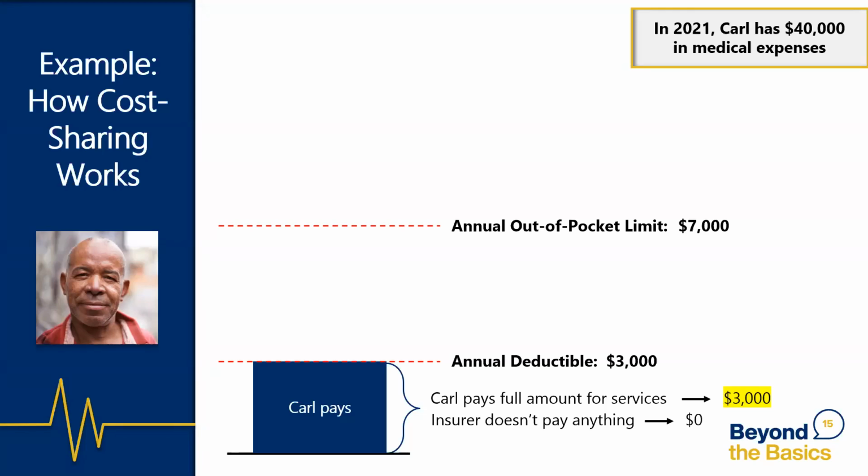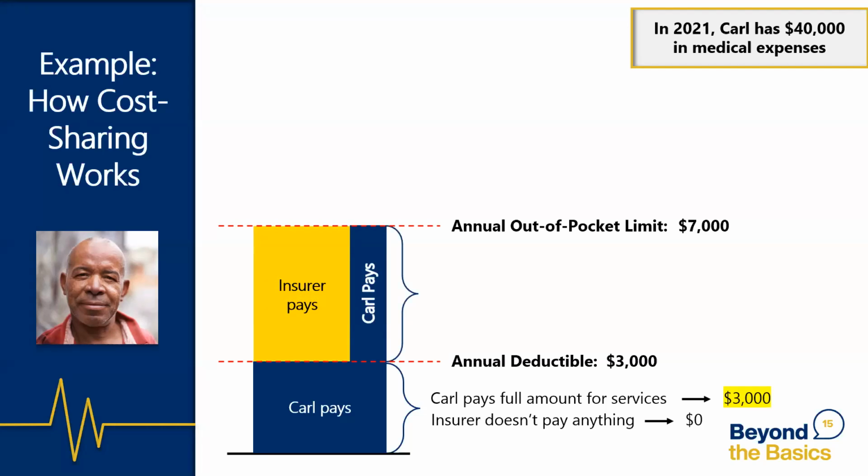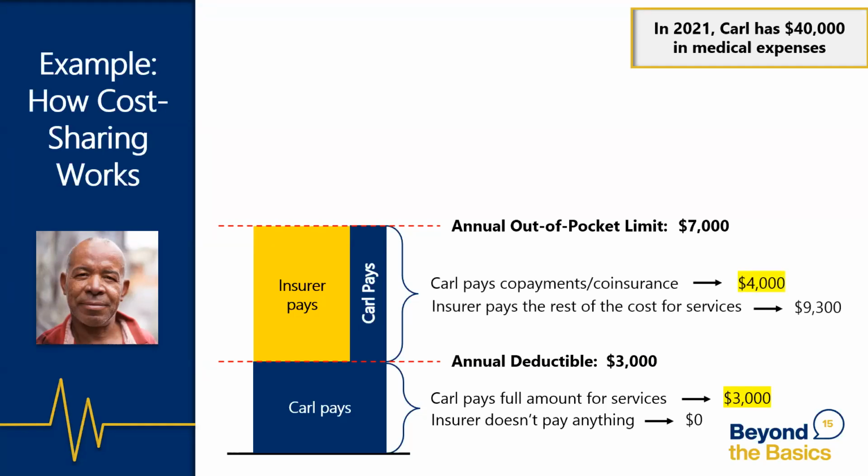Since Carl paid $3,000 and met his deductible, the plan started paying for a portion of the healthcare services Carl received. In this case, the plan paid for 70% of the remaining $13,300, and Carl was responsible for paying 30% of the bill, which, as we talked about earlier, is known as a co-insurance charge. After Carl paid $4,000 in co-insurance, he reached his plan's annual out-of-pocket limit, which is $7,000.